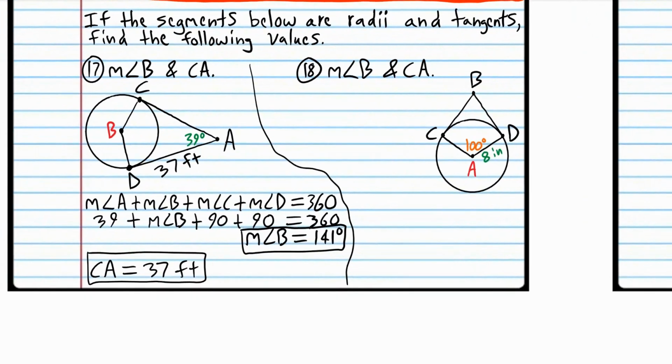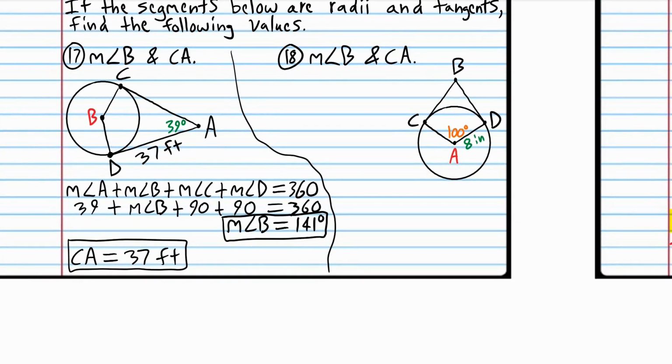Let's try another one of those problems. We're looking for the measure of angle B and also CA. Now let's do the easy part first this time. So CA, we know what that's going to be because CA is just a radius. All the radii in the same circle are always equal. So if this radius here is 8 inches, then we know CA must be 8 inches also. Just be sure to write the units there.